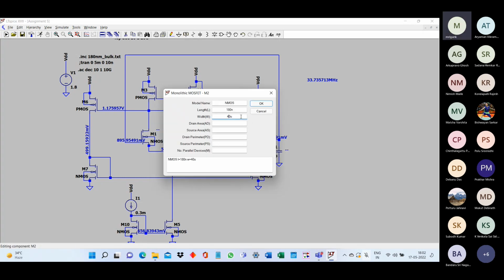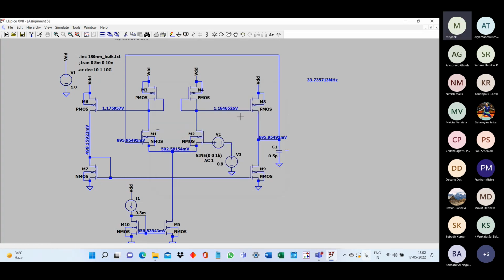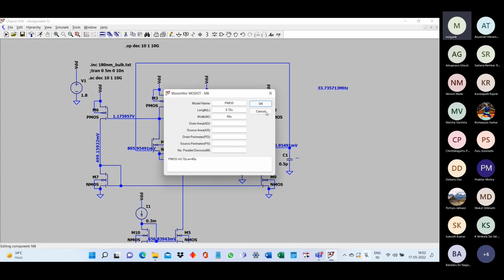Now you go ahead and increase the output impedance further by increasing the channel length. Maybe you can make it 1.5 micro, or you can even make it 2 micro. Make it 2 micro. The L you can make all of them 2 micro.